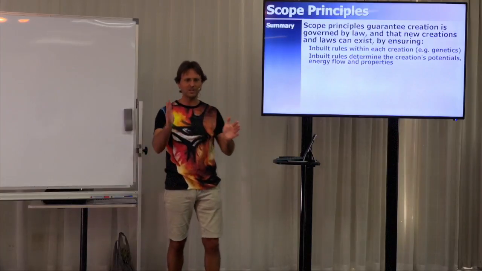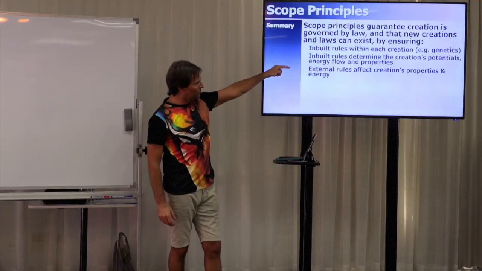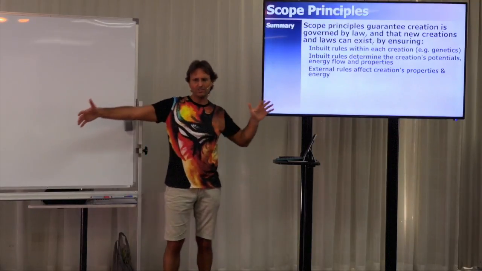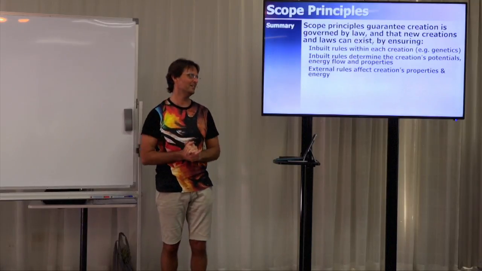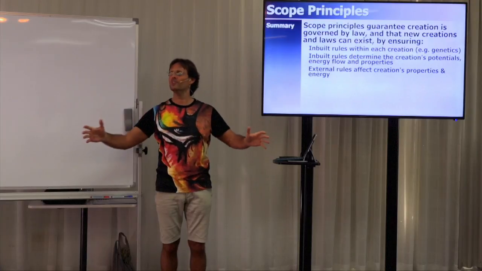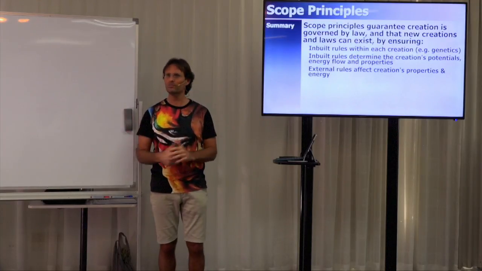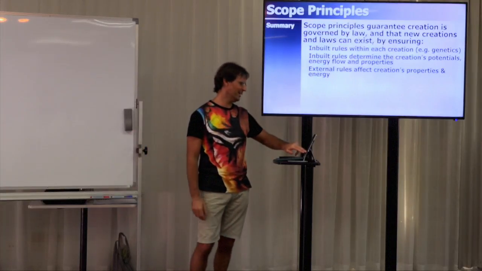So as we can see, the creation now has the potential to do things, and it does do things, and it has energy flow that it is capable of handling, and it has properties. To a large extent, ears are a property of the body, eyes are a property of the body, and if you drill down even further, a cell is a property of the body and so forth. So they're all different properties, some of which are larger than others, and we'll talk about how they're created. External rules affect the creation's properties and energy. So there are external rules that govern what happens internally. And that is a function of the sum total of the creations that are outside of the body, in our case, for the human body, affecting the body. And we'll see how that happens.